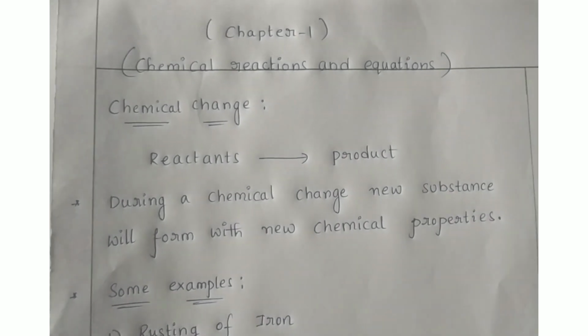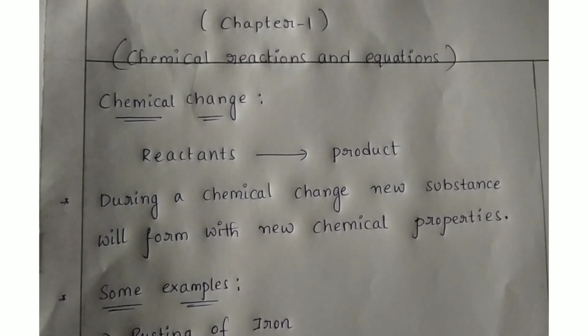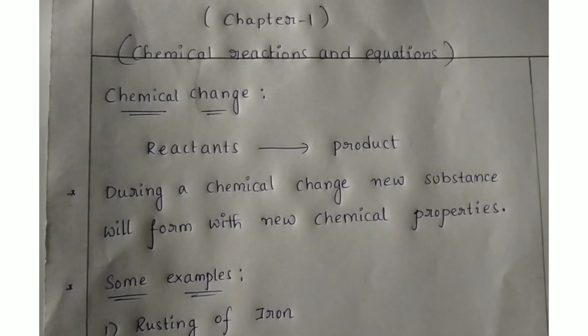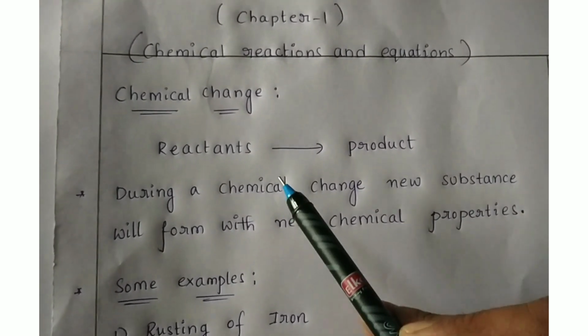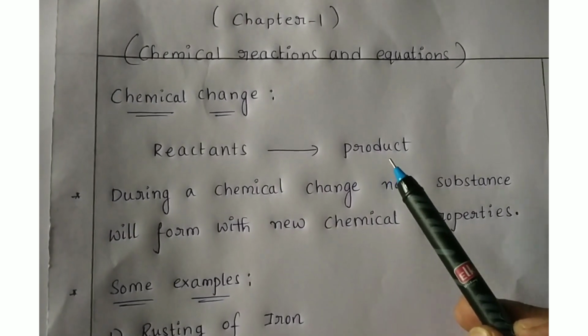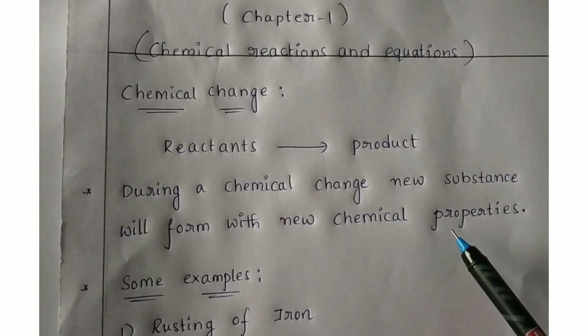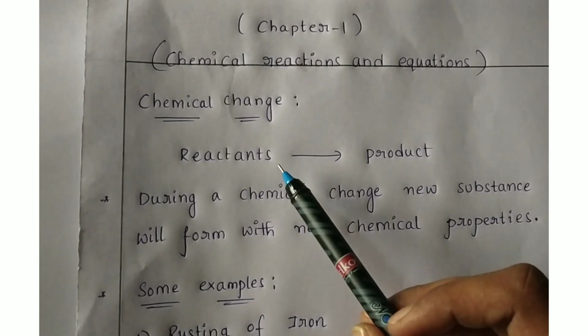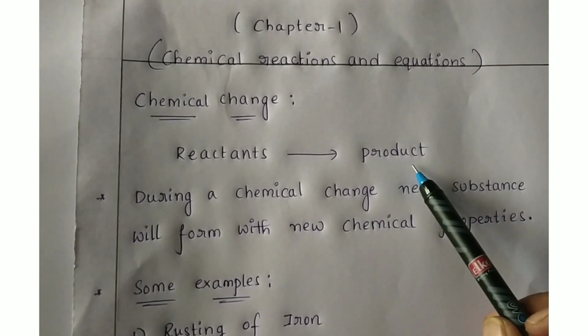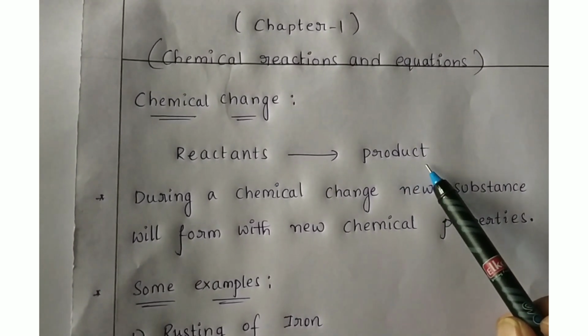Now I am starting chapter 1, chemical reactions and equations. What is a chemical change? Reactants react to give product. During a chemical change, a new substance will form with new chemical properties. If reactants react to give product, the product is formed with new properties.